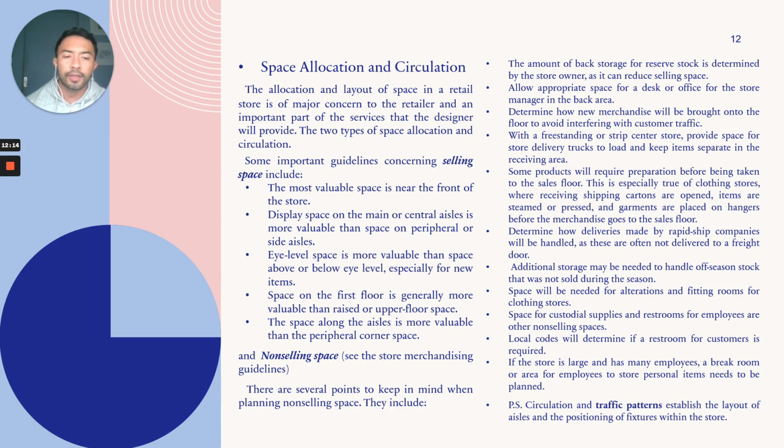Local codes anyway will determine if a restroom for customers is really required for that space. So if the store is large and has many employees, consider a break room or area for employees to store personal items, that needs to also be planned, or perhaps a pantry. So traffic patterns should be established in the layout of the aisles and the positioning of fixtures within the store. Sometimes the lighting should also be very flexible to allow flexibility in the layout of the spaces, as it may also change over time.